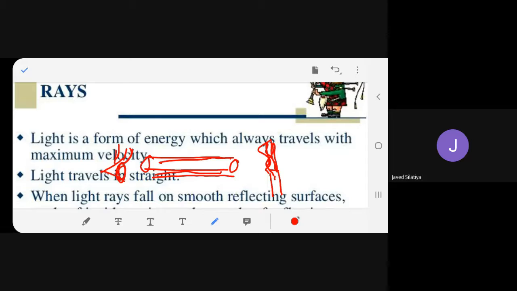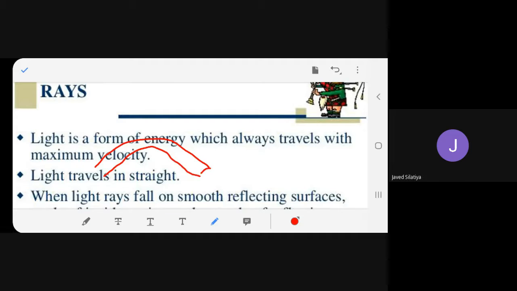But now what will I do? I will take another pipe, but that pipe is bent like this. I am observing from here. This is my eye, and I have kept a candle again. Will you be able to observe it, beta? Girls, will you be able to observe it?